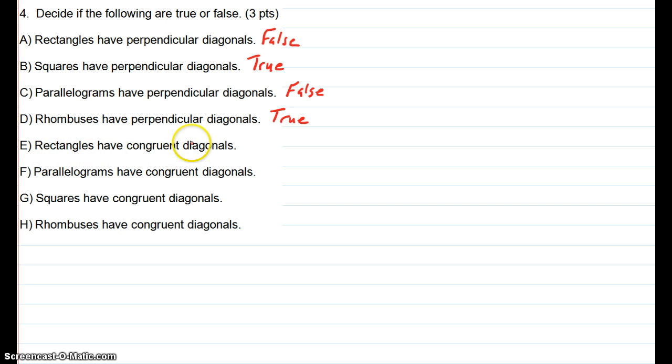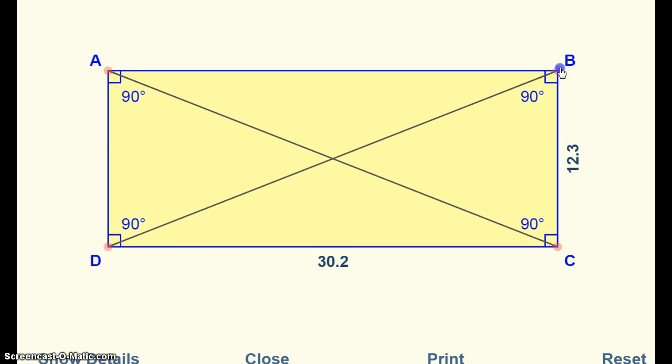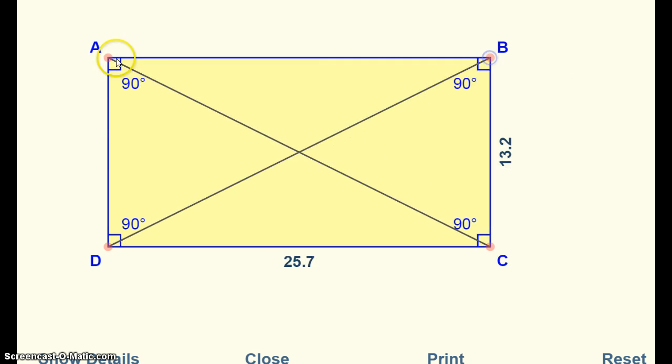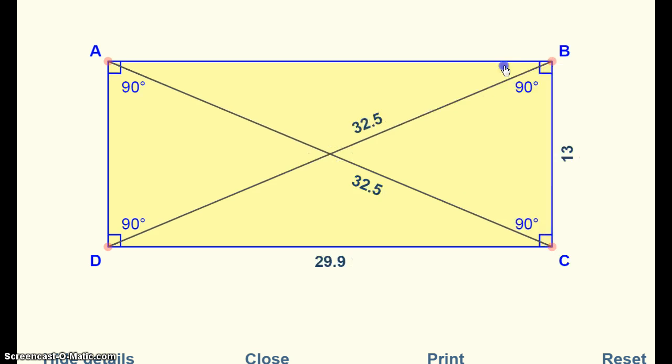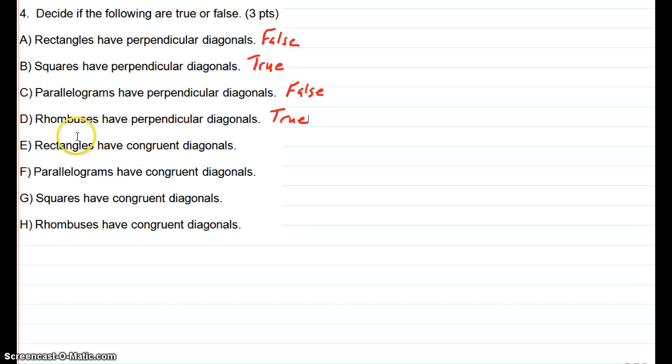Rectangles have congruent diagonals. So are the diagonals congruent? As we look at this rectangle, we want to see, are the diagonals equal? The diagonals are equal, and the length of this entire diagonal is 28.9. The length of this entire diagonal is 28.9. And no matter how I change the shape of the rectangle, the diagonals are always going to be congruent. So rectangles have congruent diagonals. That is true.